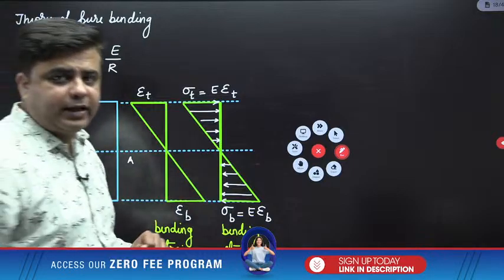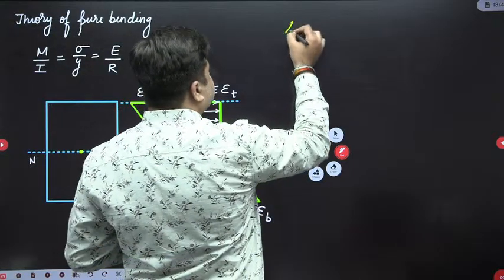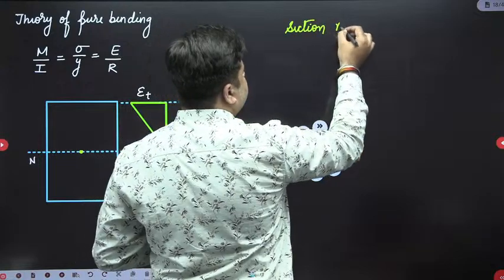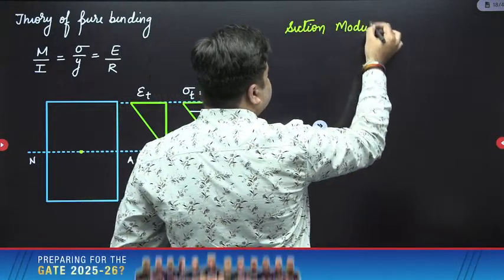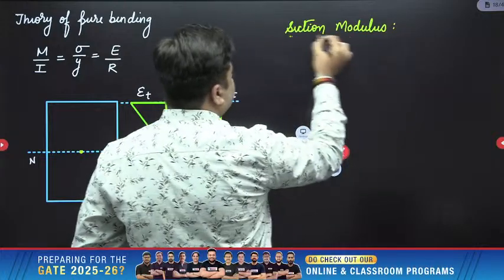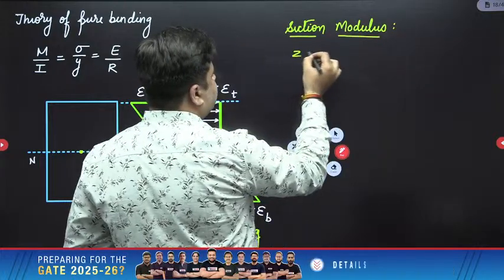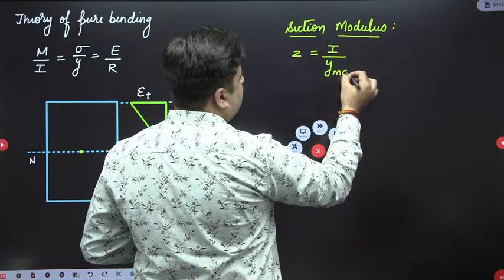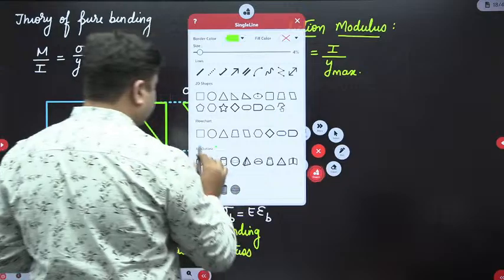Now one more thing here, section modulus Z. Section modulus Z is equal to I upon Y max.